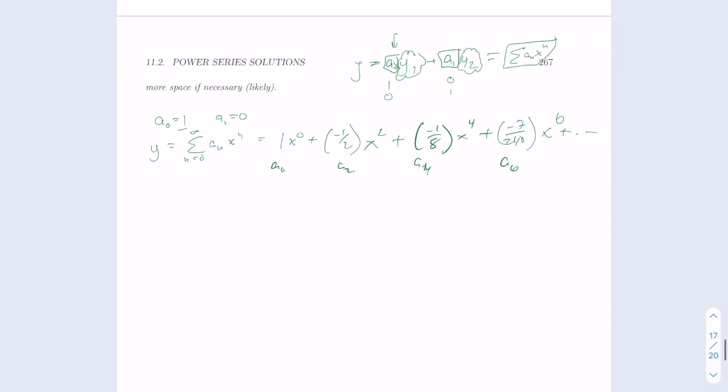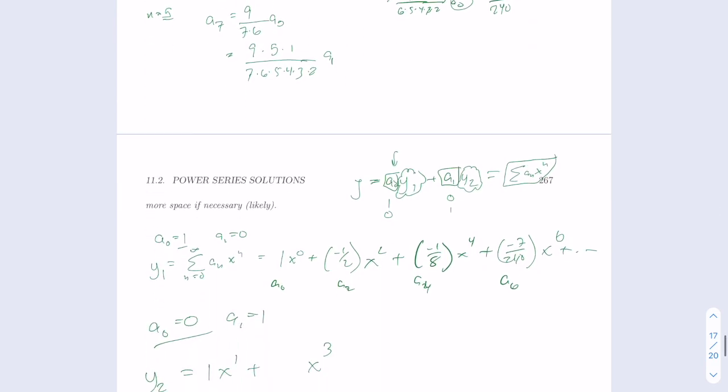Okay, now let's reverse it. So A0 is 0 and A1 is 1. And so that gives me my y2. So that has no x to the 0 plus 1x to the 1. Okay, so there's my A1. I'm going to skip the A2 because A2 is a function of A0, so I don't need that one. Then A3 x to the 3rd. So what's A3? Well, A3 is this one. That's just 1/6 A1, so there's a 1/6 there.